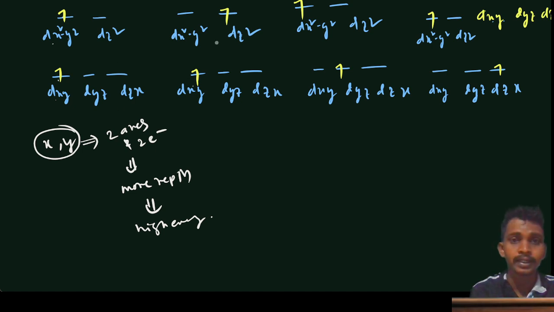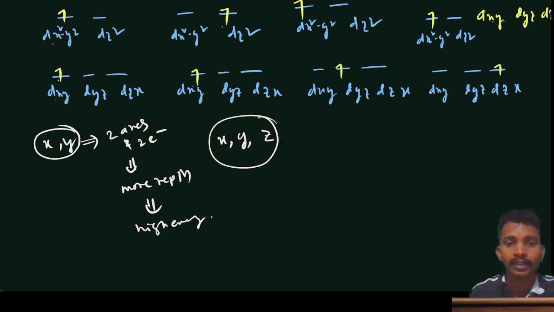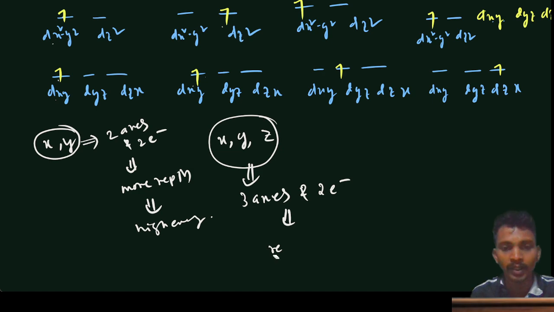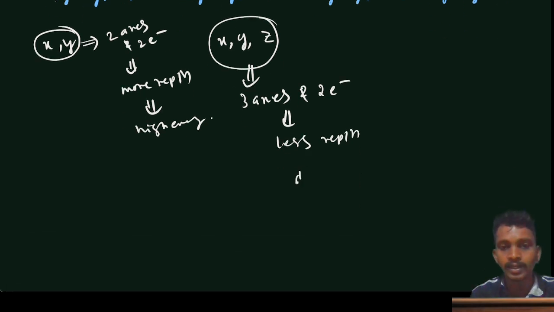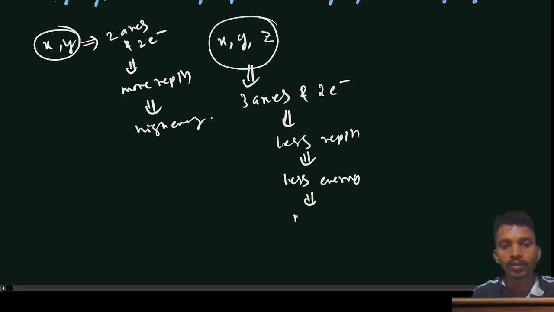If the electrons are here and here, in that case you see that x is used, y is used, and z is also used. That means three axes and two electrons. It means that it will have less repulsion compared to this. So if there is less repulsion, then this will be lower energy and more stable.